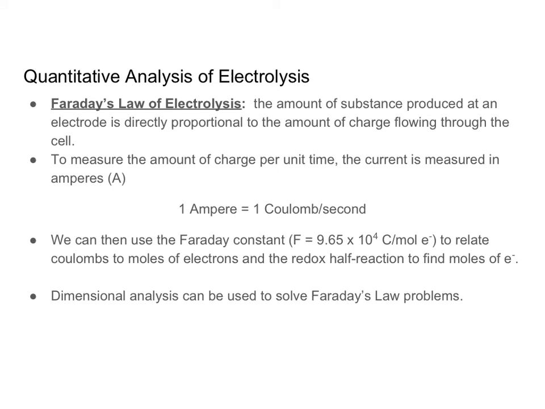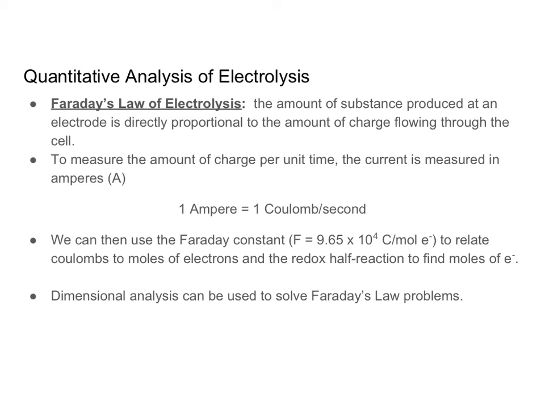Now, Faraday's law of electrolysis says the amount of a substance produced at the electrode is directly proportional to the amount of charge flowing through the cell. Essentially what that means is that if I want to make something like 12 grams of a product, I need to create 12 times that amount, so 144 amps of current or something like that. Does that make sense? So it's inversely proportional.